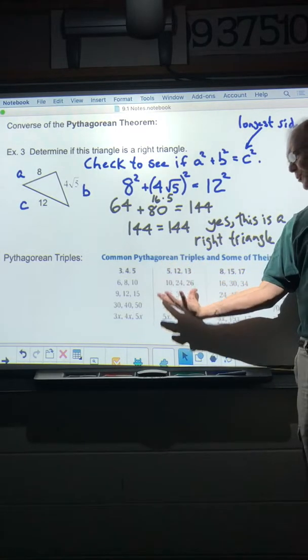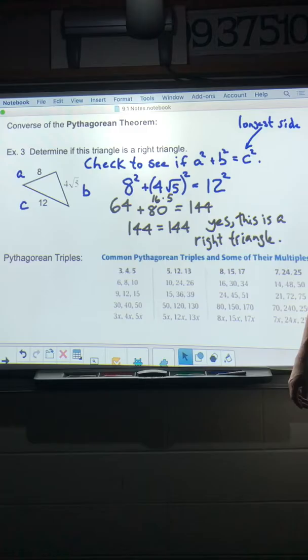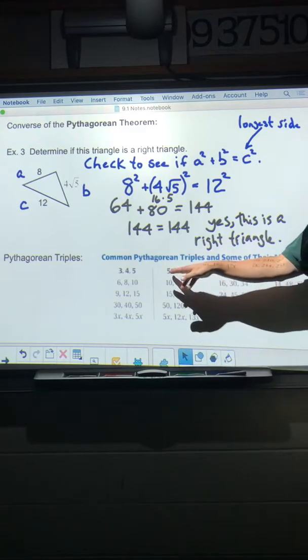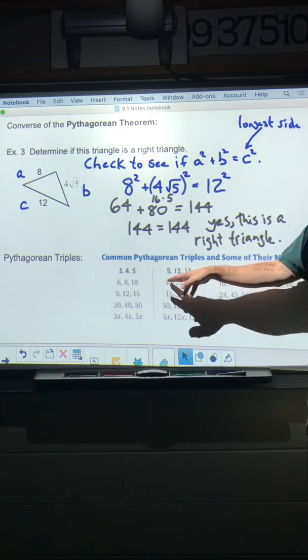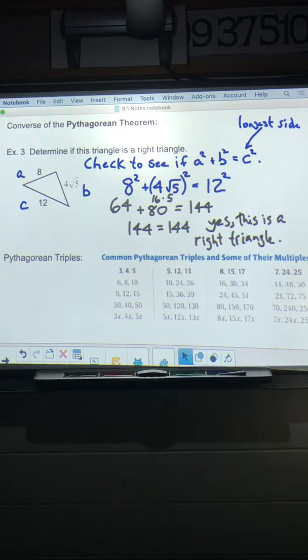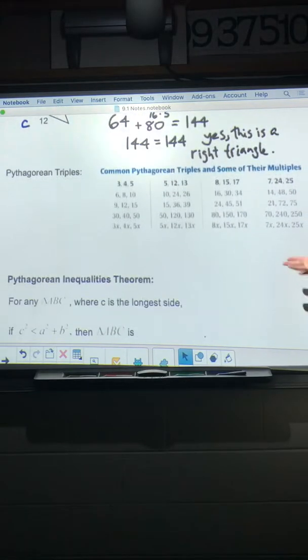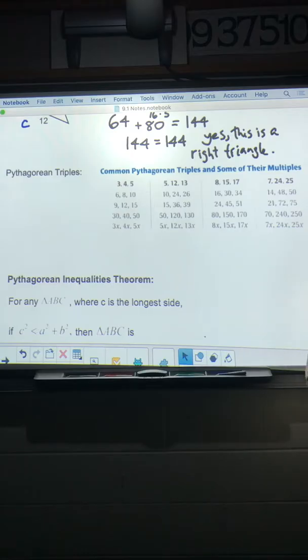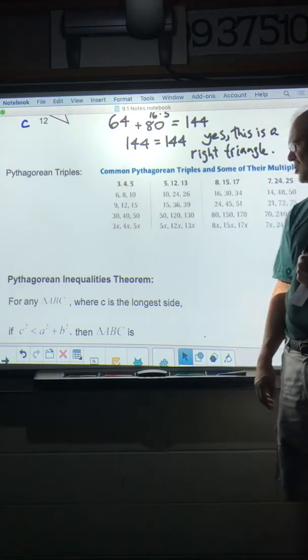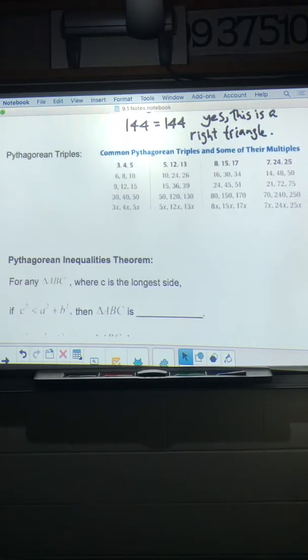So then any multiples of those will also make right triangles. So if I took the 5, 12, 13 and just doubled every side, so 10, 24, 26, that's also going to be a right triangle. So I don't expect you to memorize these or anything, but just something to be aware of.